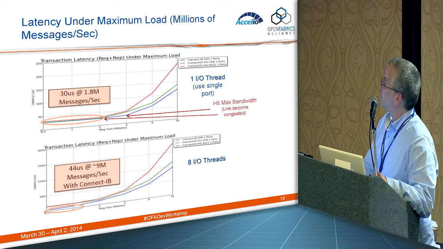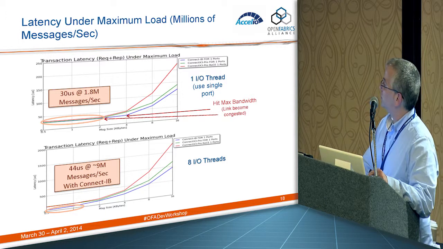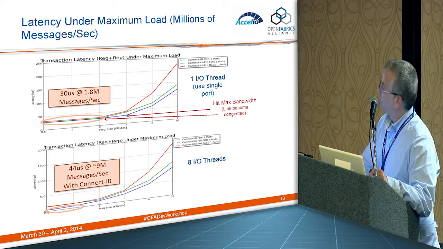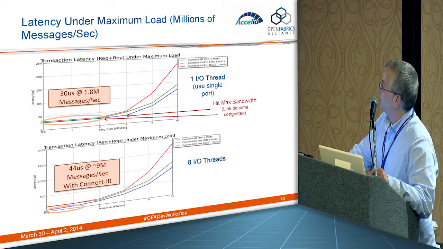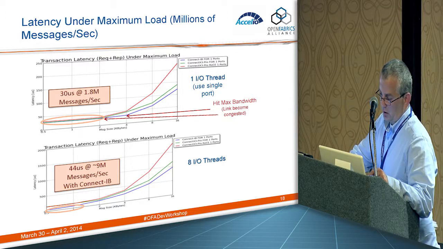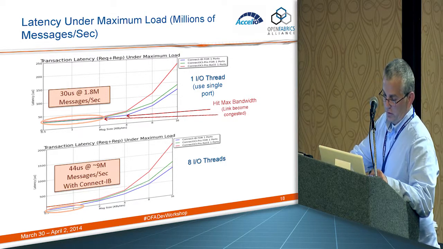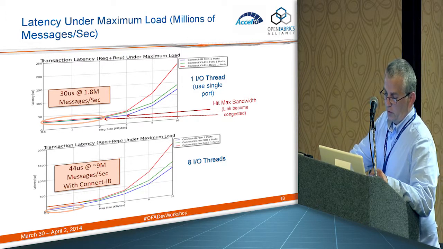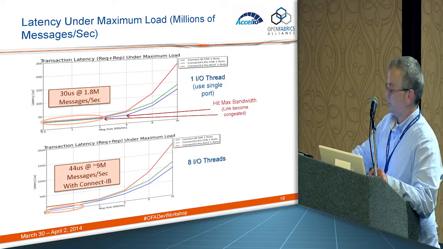Let's talk about latency under maximum load. Under maximum load, we can see that on a single port with one I/O thread, we are under 30 microseconds and we got 1.8 million I/O messages per second. So this is a very good number. We can see that it's a point where the line is becoming congested. And as we scale out to 8 I/O threads, we get up to 44 microseconds, and we got 9 million messages per second.